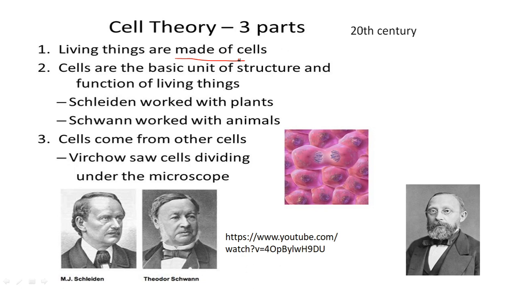In plants, animals, and all living things. This is called the cell theory. The cells are the basic unit of structure and function of living things. These scientists, Schleiden and Schwann, discovered these points, and also that every cell comes from a previous cell. This is another part of the cell theory. Todas las células provienen de una célula anterior. And these 3 points are what we call the cell theory.